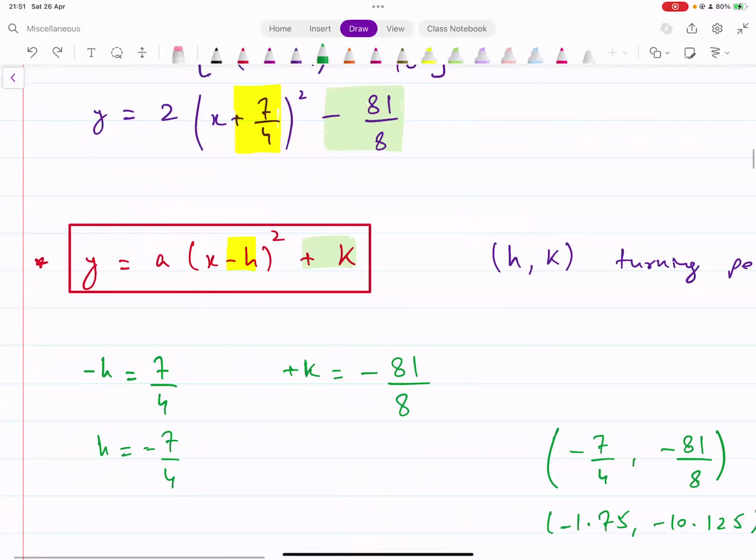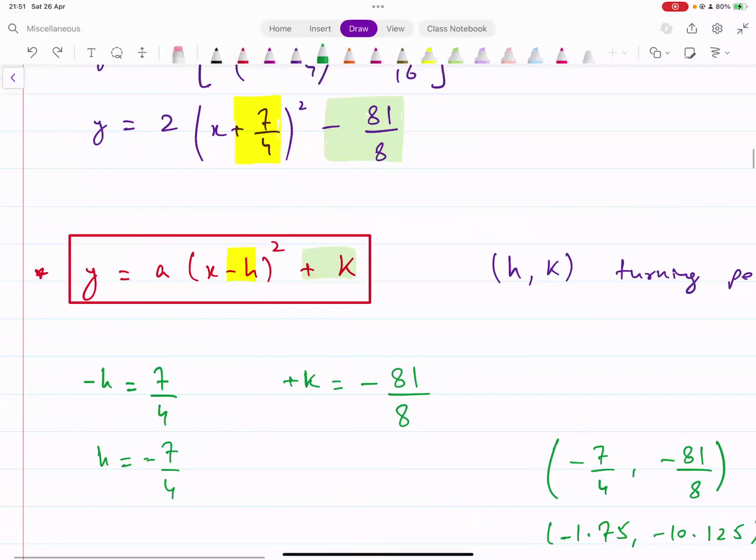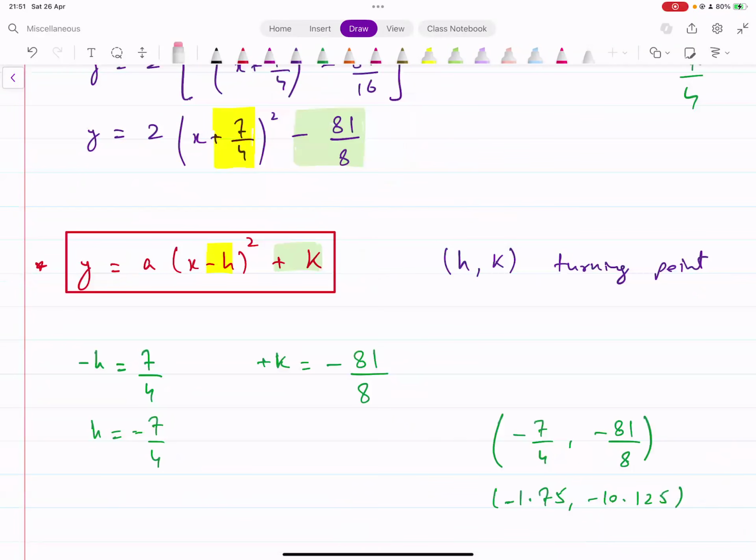Compare the numbers outside. That's minus 81/8 and plus k. The value of k turns out to be minus 81/8. If it's the standard form like this, all you have to do is change the sign of this number. Minus 7 over 4, keep this sign the same, that's minus 81/8, and that gives you that turning point.